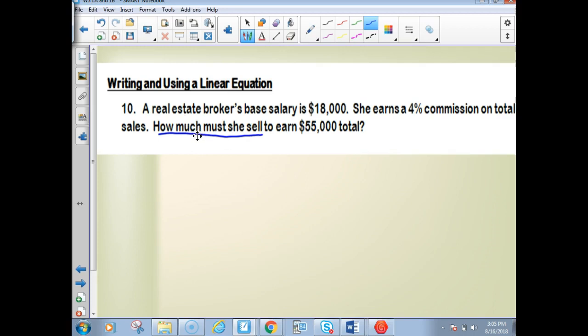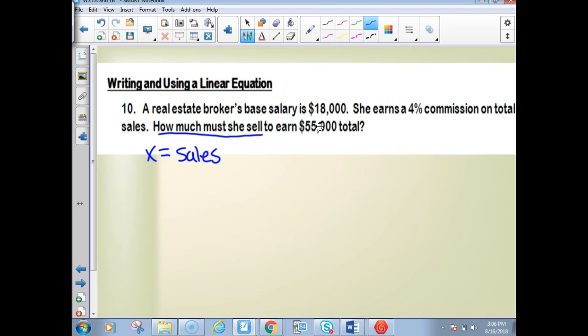So what do I need? I'm assigning a variable to that. That's why you need a variable. That's why we have algebra. So I'm going to let x equal sales, what her sales are. Now we're going to think about what I could write down about her sales and about what she's making. So I need an equation about how she's going to make her money.